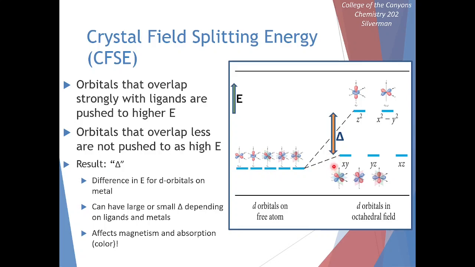The result here, we have our 5d orbitals in our complex, which are no longer degenerate, which are no longer the same energy level. And there is a gap. There is an energy difference between 3 of our d orbitals and the other 2. We call this gap delta, or we call this our crystal field splitting energy, CFSE. This crystal field splitting energy can either be large or small, and it will dictate the spectroscopic and magnetic properties of our compound.